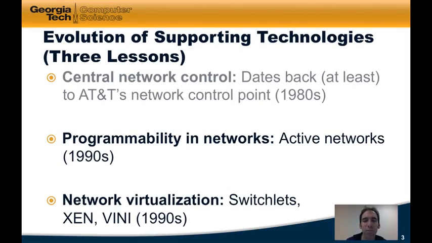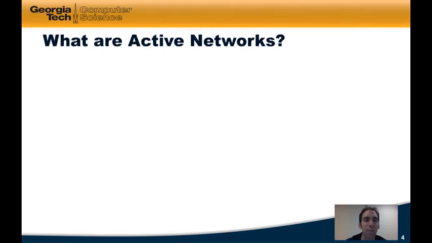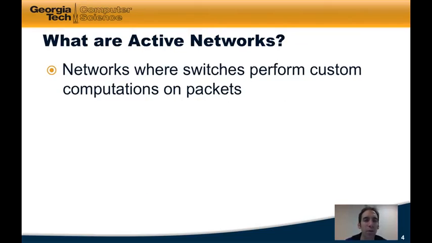To remind you where we are in this module, we just completed a lesson on the history of central network control, which dates back at least to the 1980s and AT&T's network control point. We're now going to study the origins of network programmability, in particular its roots in the active networks projects of the 1990s.